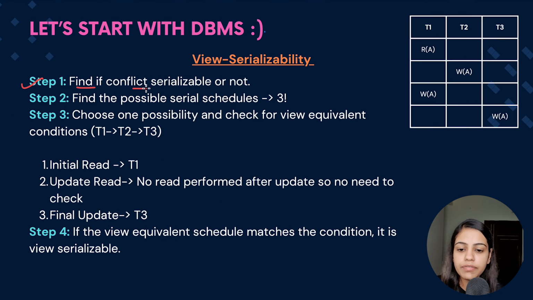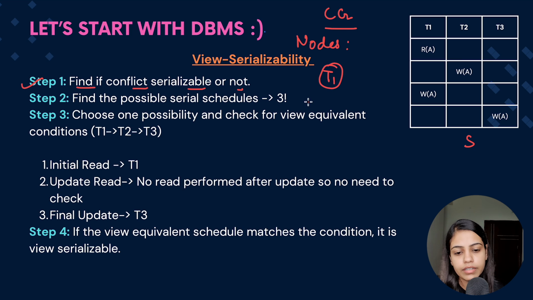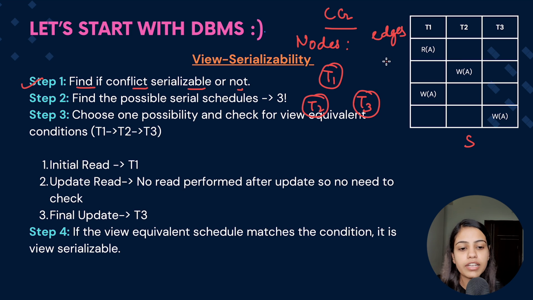One is we have to find if it is conflict serializable or not. So we have to find if this given schedule S is conflict serializable or not. We will be drawing the conflict graph, and in this conflict graph first we will be drawing the nodes. The nodes are all the transactions which are present, so it would be T1, T2 and T3. Then we would be drawing the edges. Edges represent the conflicts. So let's find the conflicts.